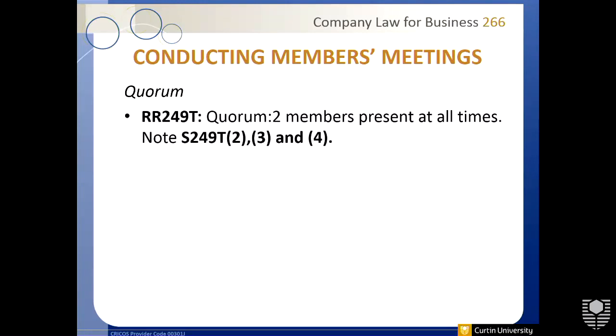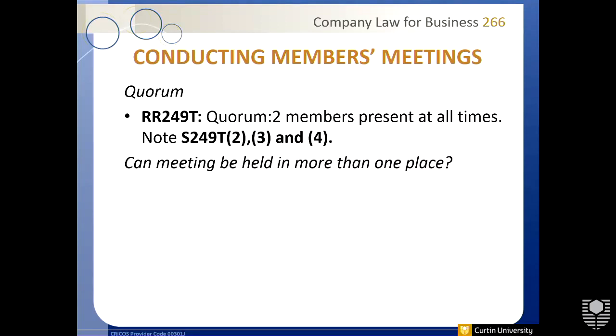This is a replaceable rule. The quorum number can be changed by the company. If they are adopting the replaceable rule, they have a minimum of 2. But if they have their own constitution, they can say 5, 10, 15, whatever the quorum that they want. All right? And they must be present at all times. You can also see sections 249T, 2, 3, and 4.